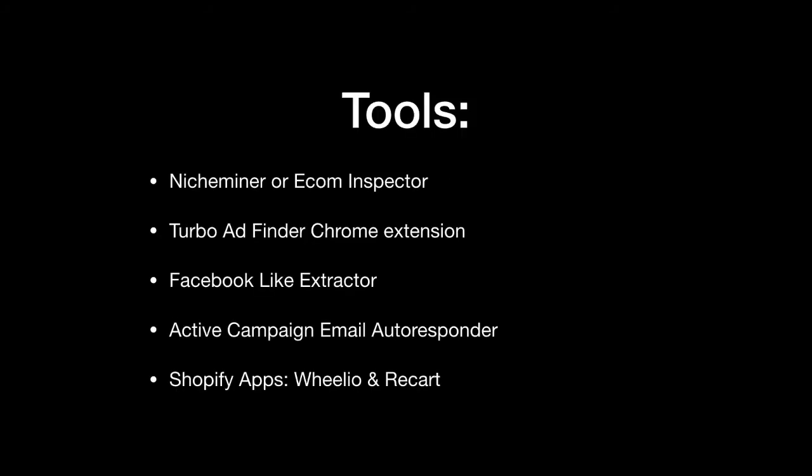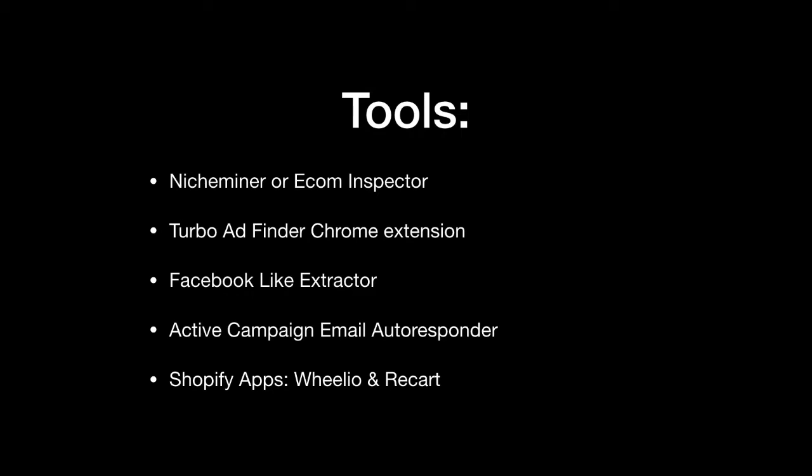Now, in order for us to really make the best out of this, you're going to need a few tools. The first one is Niche Miner, which is free. I think it's nicheminer.co. Or the bigger brother, which is Ecom Inspector. That's actually the one I'm going to demonstrate with today, since that's what I'm using. The next thing you'll need is the Turbo Ad Finder Google Chrome extension. That's also free, and you can just find that right in the extension store.